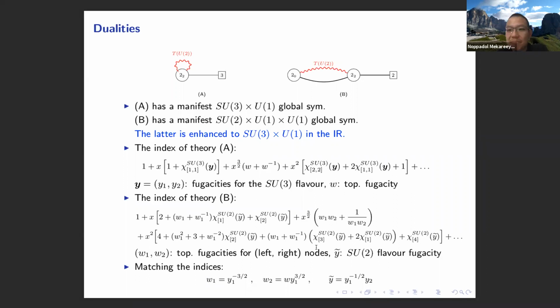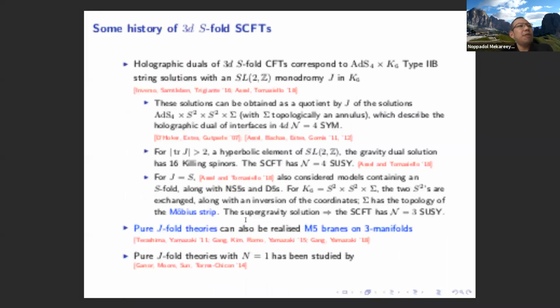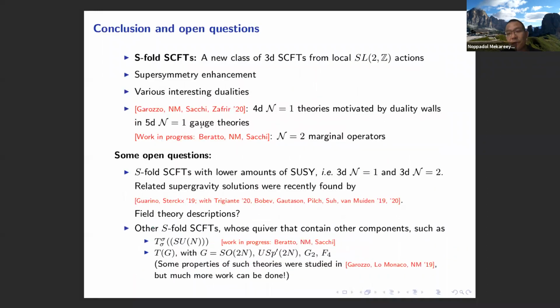This is the usual story of duality, and you can see the operator map in an interesting way: the meson of one theory becomes the meson dressed with a monopole of the other theory. Okay, and this is the story about S-duality, about the gravity dual. Since I'm running out of time, let me conclude.